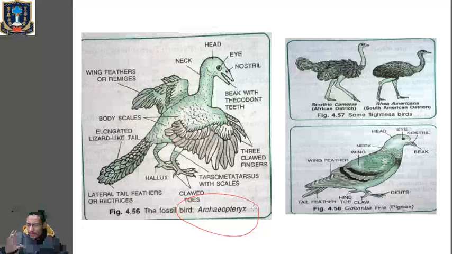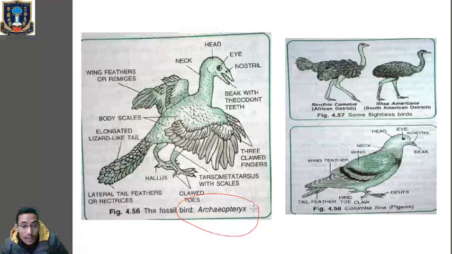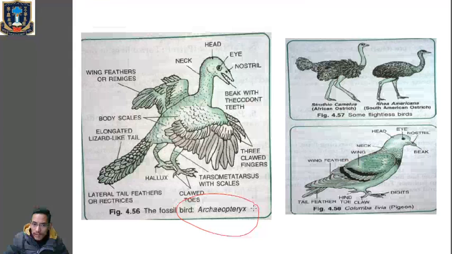Just for an example, I can say that. Look at the mouth part, the beak. In case of apes, we don't find teeth in the beak, but here in Archaeopteryx, the teeth are present. Look over there, beak with thecodont teeth. So this is simply the characteristics of the reptilian feature and the avian feature. So Archaeopteryx is a fossil bird which is the connecting link between the reptiles and the birds.